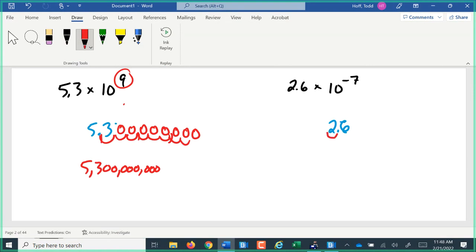Again, I can go 1 spot. Then I have to start adding zeros. So 2, 5, 7. Here's where my decimal point goes. This is 0.000000026.